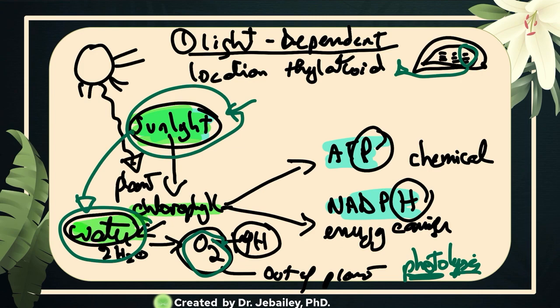The products here, in this case, will be the oxygen, the ATP, and the NADPH. Those are the 3 products. That's the process of light dependent. Now, this one can only happen during the day. Why is that? Because it depends on the light. It depends on the sun. So light dependent can never happen during the night.